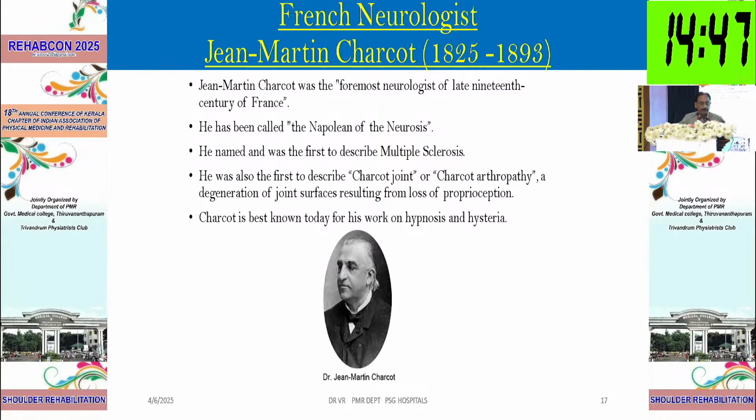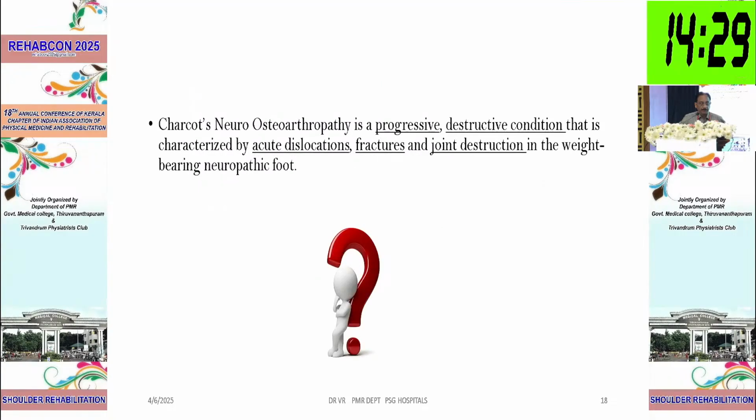And thanks to Dr. Jean-Martin Charcot, he is a neurologist from France. He is called Napoleon of neurosis. He is the first person who described multiple sclerosis. He is the person who first described Charcot neuroarthropathy. He is known for his work on hypnosis and hysteria.